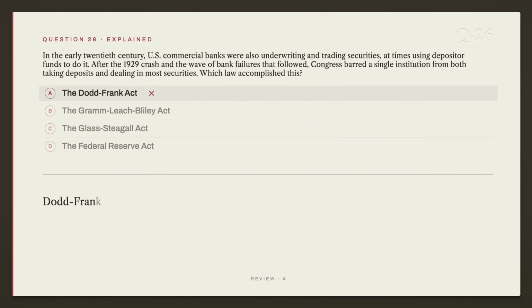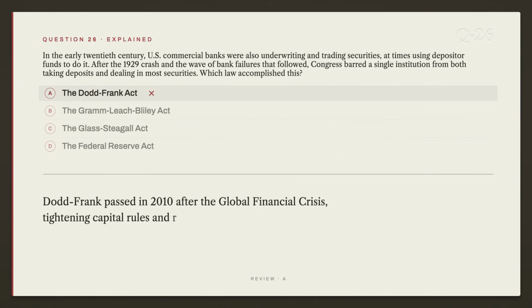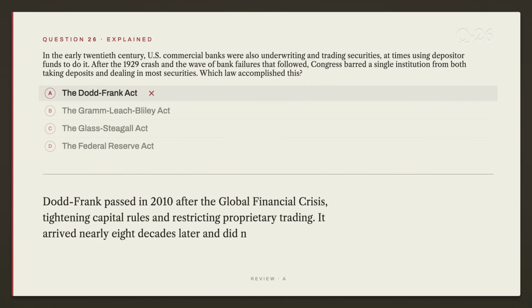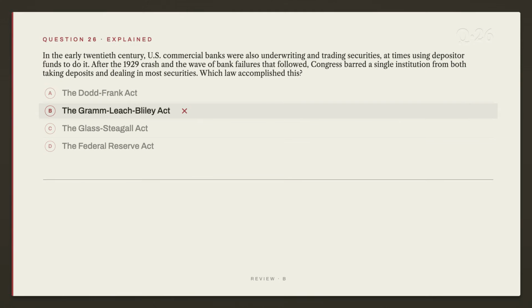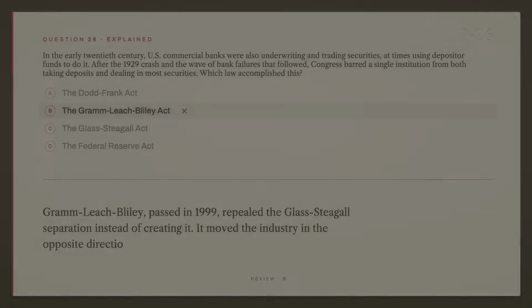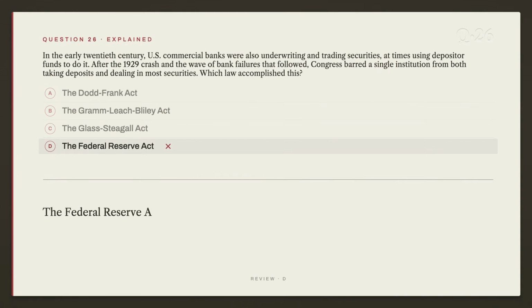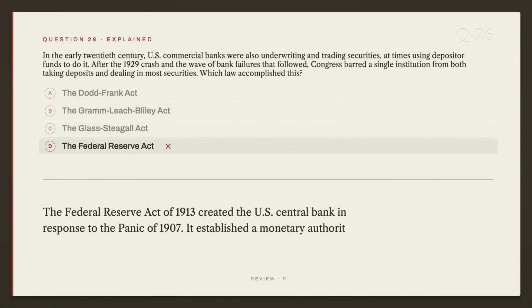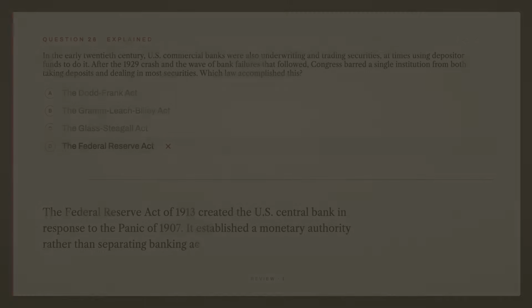A is wrong because Dodd-Frank passed in 2010 after the global financial crisis, tightening capital rules and restricting proprietary trading. It arrived nearly 8 decades later and did not create the original separation. B is wrong because Gramm-Leach-Bliley, passed in 1999, repealed the Glass-Steagall separation instead of creating it. It moved the industry in the opposite direction. D is wrong because the Federal Reserve Act of 1913 created the U.S. central bank in response to the Panic of 1907. It established a monetary authority rather than separating banking activities.